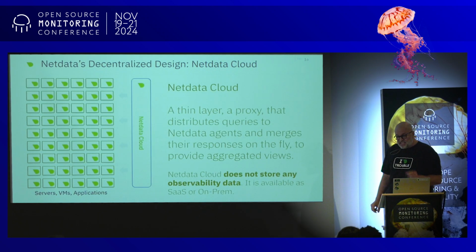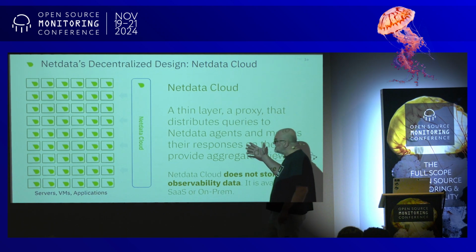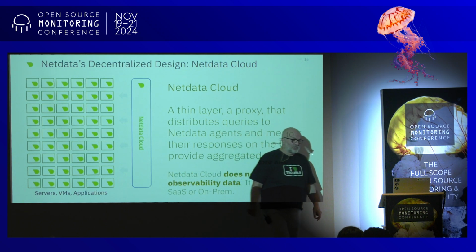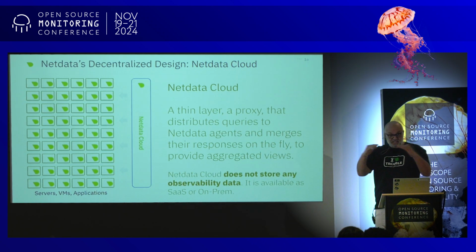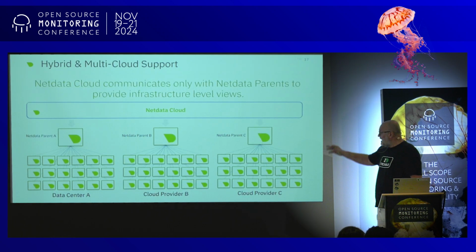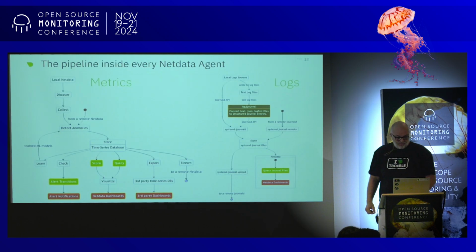And then we have this thin layer. Netdata Cloud is a proxy. It actually gets requests from users and distributes them to your infrastructure. It doesn't store any data itself. It's just the head end of a database without storing the data. And of course, if you have parents, Netdata Cloud talks to the parents, not to your infrastructure.